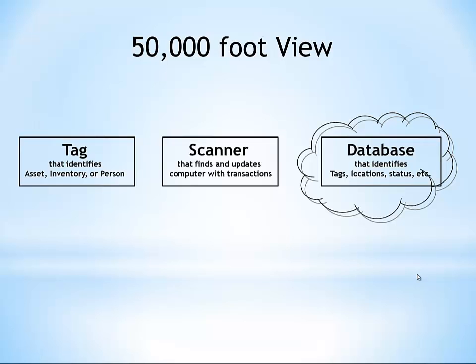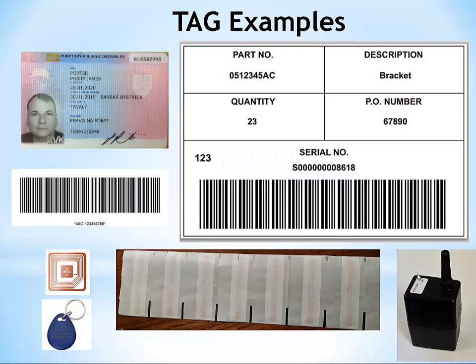The point I want to make is that when we talk about the tag, regardless of the type of tag, they all basically function the same way. Same is true for the scanner. Regardless of the different type of equipment that you may purchase, the scanner effectively does the same thing, which is gather the information from the tag and then put it into the database. So having said that, let's look at some examples of tags.